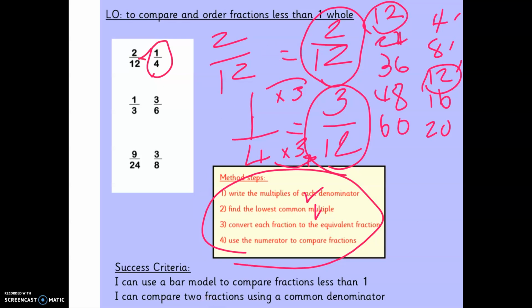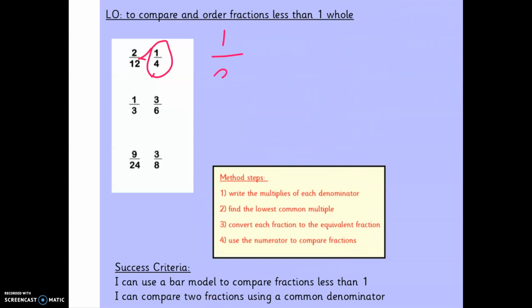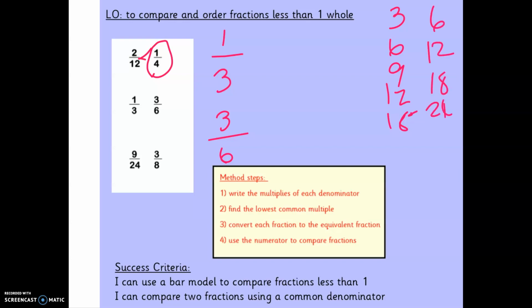Let's try another one. Let's do 1/3 and 3/6. Just like before, I'm going to write down the first 5 multiples. I'm going to have to find the lowest common multiple, and if I compare them, I can see that 6 is the lowest common multiple. So I'm going to need to change them both into 6ths to be able to compare them.